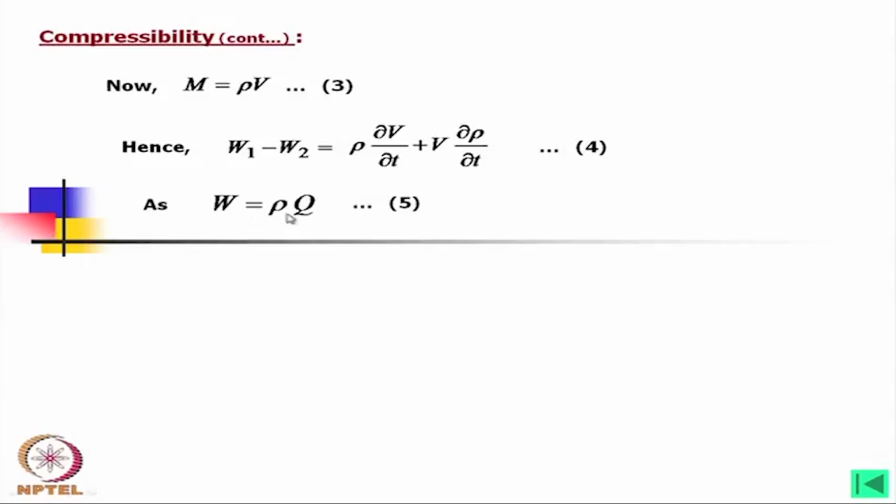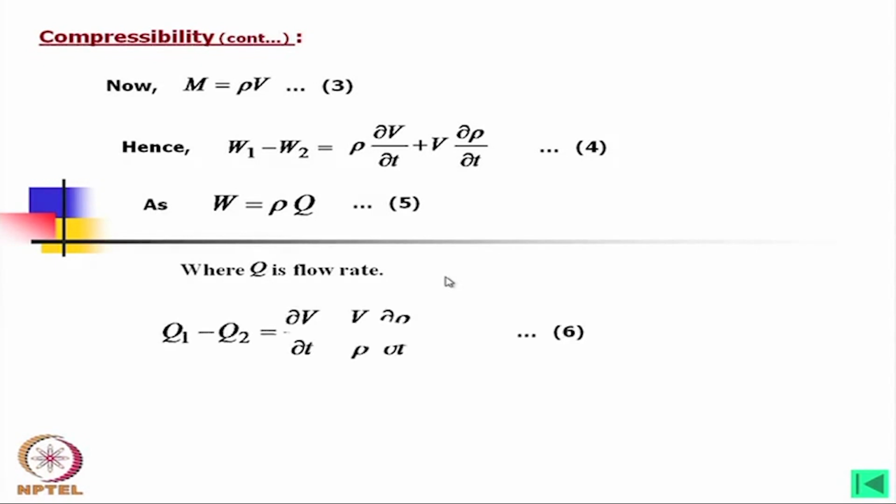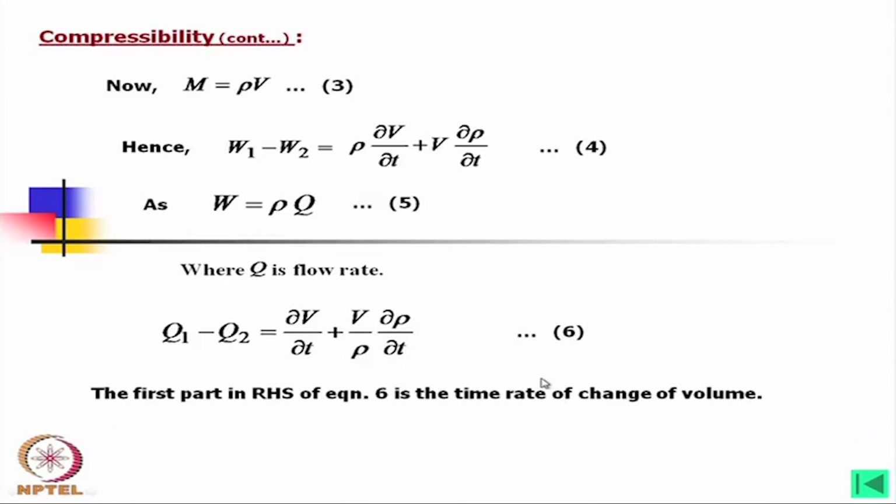Now, again W is equal to the density into flow rate Q, where Q is the flow rate. Then we can express Q1 minus Q2 is equal to dV by dt plus V by rho d rho by dt. The first part on the right hand side of equation 6 is the time rate of change of volume. Normally, we will write Q1 minus Q2 is equal to dV by dt, but there is another term here. This second part is due to the compressibility. If we consider the fluid is 100% incompressible, then this part will be 0.